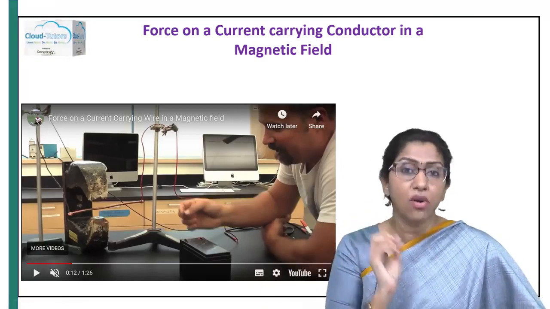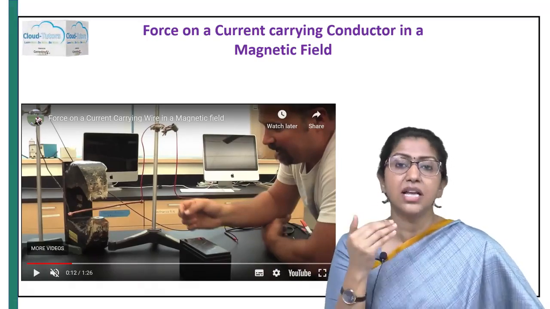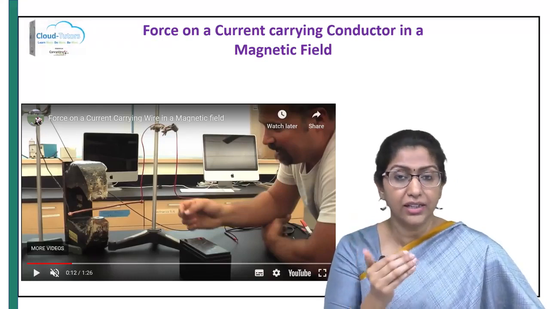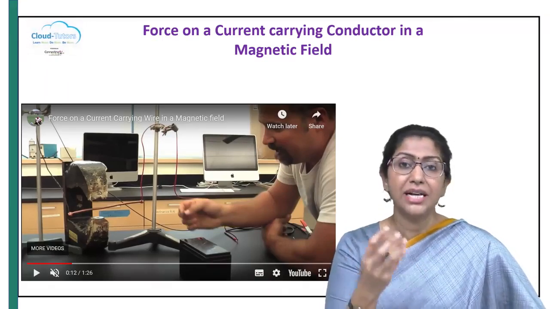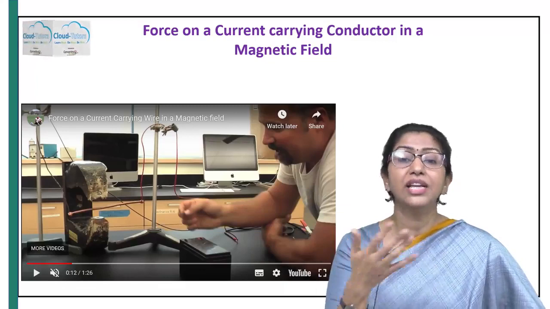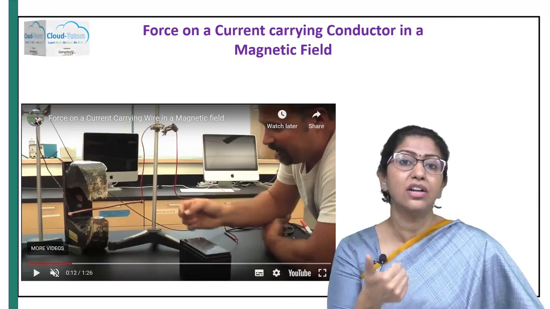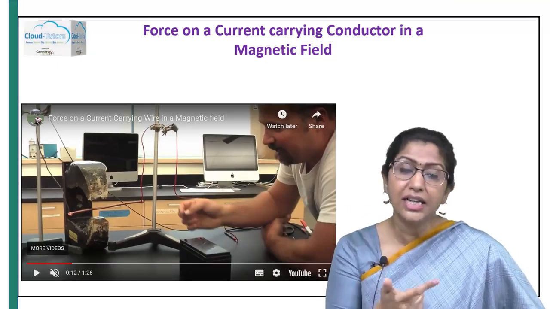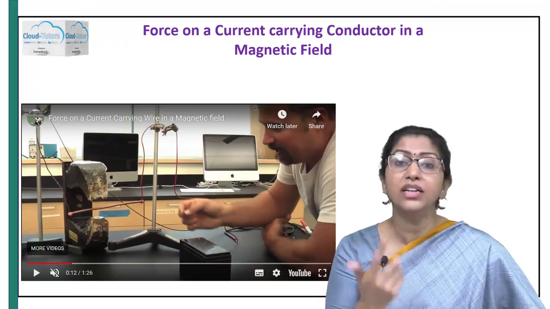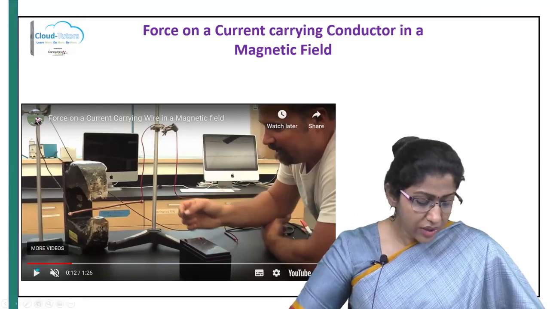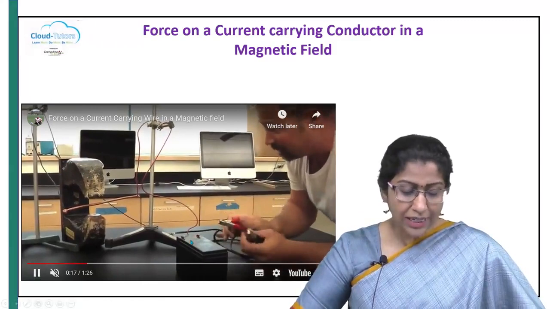What he is trying to show us here is, according to whatever we discussed, the force experienced by a current carrying conductor when it is kept in the vicinity of another magnet. It experiences a pull or a push due to the interaction of two magnetic fields. Which are the two magnetic fields? One is the magnetic field due to the permanent magnet, and another is the induced magnetic field around the current carrying conductor, right? So now when I play this video, you see that this wire, he's making the connection here, right?